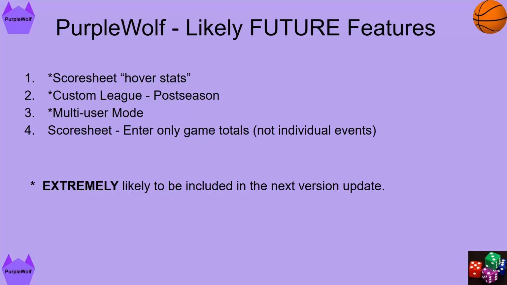Now let's talk about some things that weren't in the initial release, but I'm hoping to add in a future release. Number one here, the score sheet hover stats. That's something that's already in baseball and hockey and Green Fox and Blue Links, and I totally anticipate adding it to this PurpleWolf basketball.